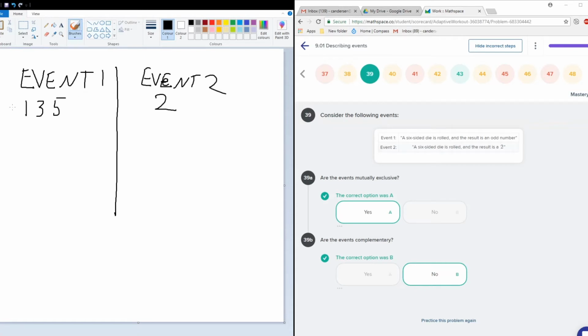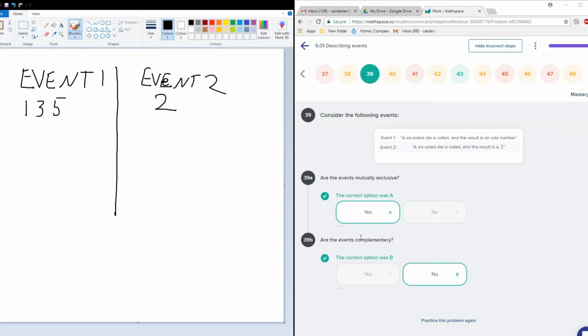Well, no, they can't. So they can't happen at the same time. So that means that they are mutually exclusive. Mutually exclusive means that only one can happen at any given moment. You roll a dice, you get a 2. You roll the dice, you get a 5. They can't happen at the same time. So they are mutually exclusive because only one can happen at once.